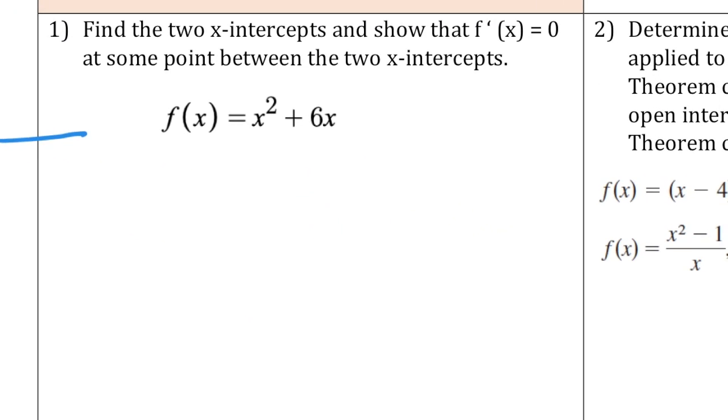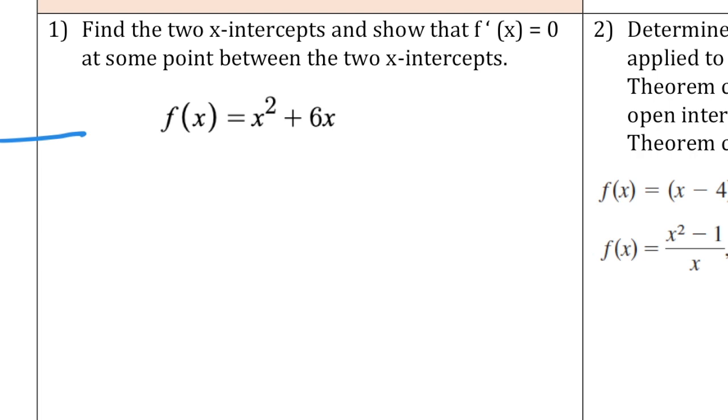As we look at number 1, notice that we're going to find the two x-intercepts and show that f prime of x equals 0 at some point between these two intercepts. To define the x-intercepts, we're going to factor, and from the factors, we know that the domain that we're interested in is going from -6 to 0. In order to verify Rolle's theorem, make certain that you make statements about the continuity. You know that f of x is continuous on [-6, 0].